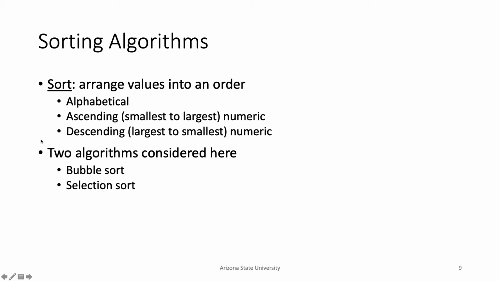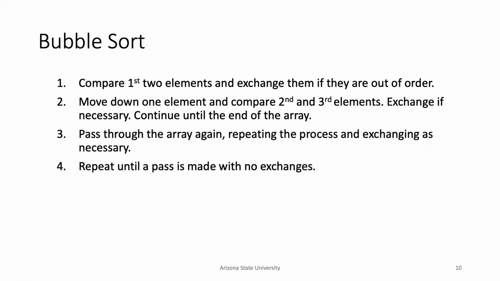But let's just say we have some order where the less than symbol means the order that we want. So if I compare two things, and this thing really is less than the other, then using the less than symbol we get the true answer. We're going to talk about two algorithms for sorting, called bubble sort and selection sort.